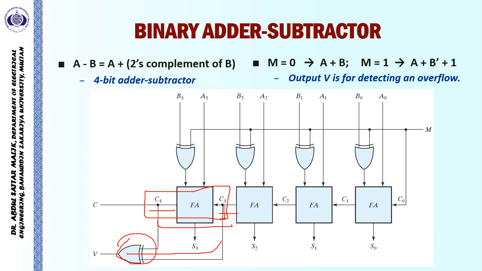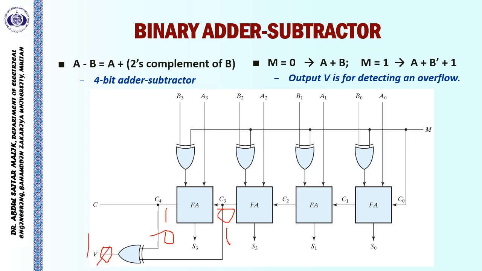And if the carry into the most significant bit and the carry out of the most significant bit are not the same, if this one is 0 and this is 1, or if this one is 1 and this one is 0, then the overflow bit will be equal to 1, indicating an overflow.